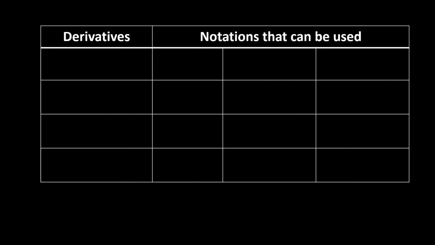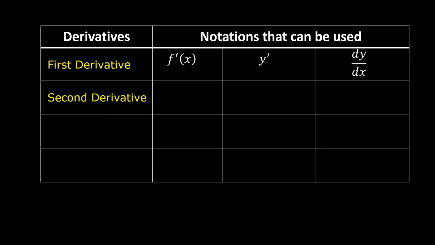These are some of the notations that can be used. For the first derivative, we can use f prime of x, y prime, dy dx. For the second derivative, we can use f double prime of x, y double prime, d2y dx squared.